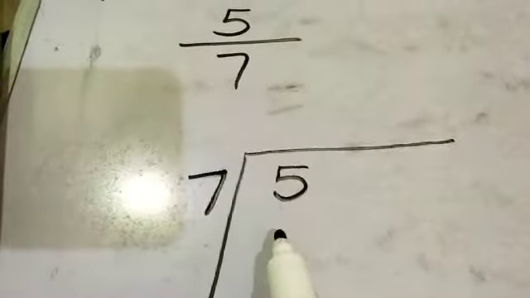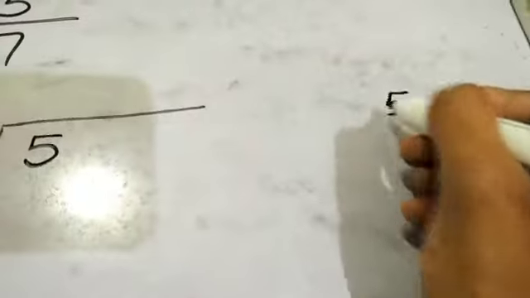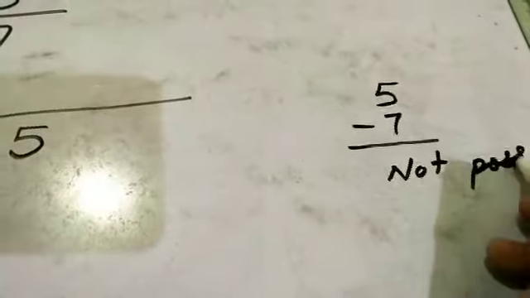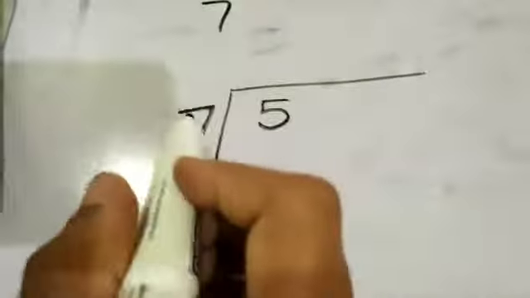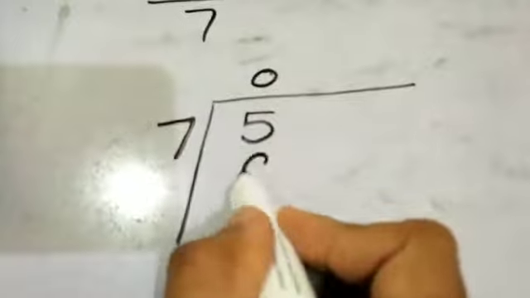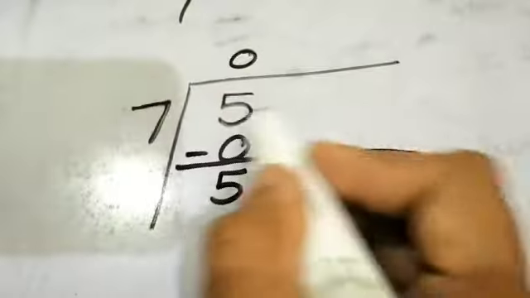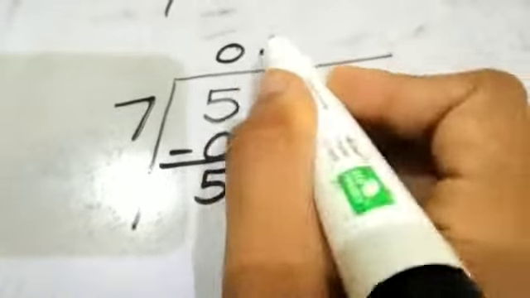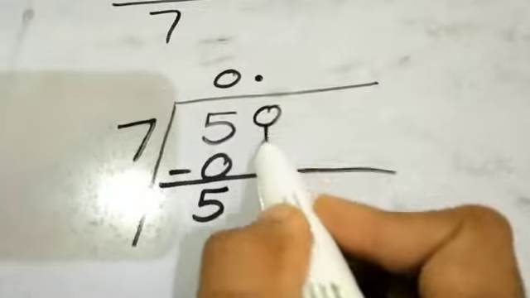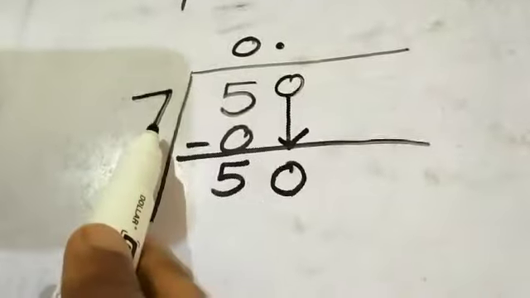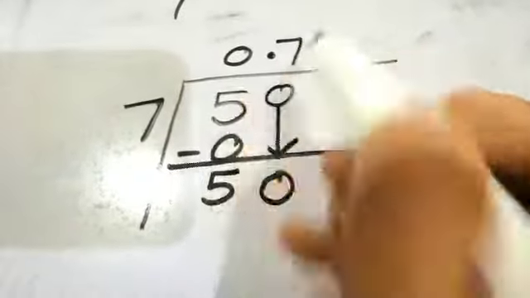1 times 7 is not possible because 5 minus 7 is not possible. It means we have to take 7 0 times, 0, and 5 minus 0 is 5. There is no other value left, so you need to put the decimal and write the 0. It's 50. Read the times table of 7. 7 times 7 is 49.